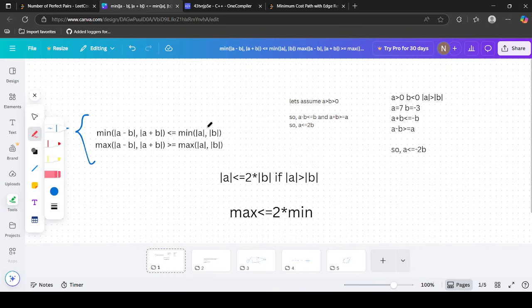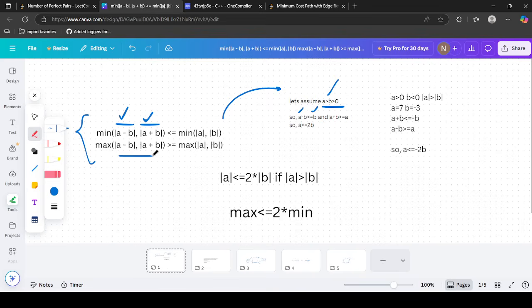Let's assume some basic values and let's get what are the real equations required. Let's assume a is greater than b and both are positive. So then what will be the given equation? It will be the minimum of this difference and sum. As both are greater than 0, the minimum will be less than the maximum. And as we assume that a is greater than b, mod a minus b will be positive. So it will be simply a minus b. So a minus b is less than or equal to the minimum of both, which is b.